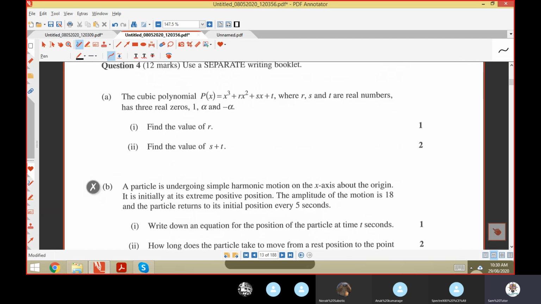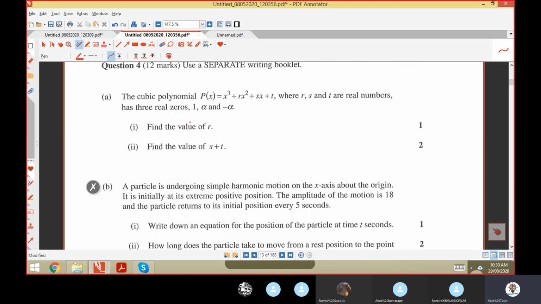Okay, the cubic polynomial. A cubic polynomial where r, s, and t are real numbers has 3 real zeros: 1, alpha, and negative alpha. And it just says, find the value of r. Again, in polynomials, there were two things you generally did with zeros and roots, two completely different things. If you know those two things, then you pretty much know all the different kinds of polynomial questions.